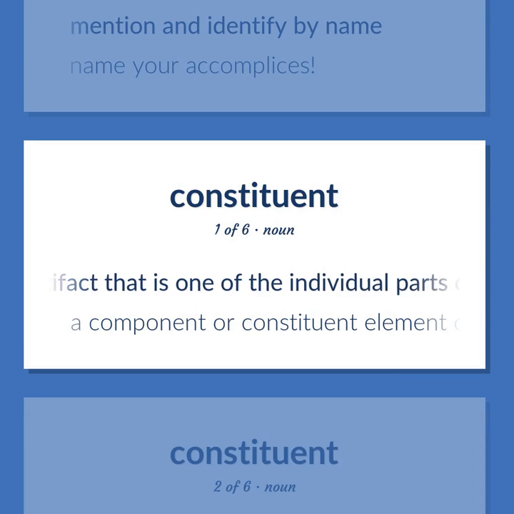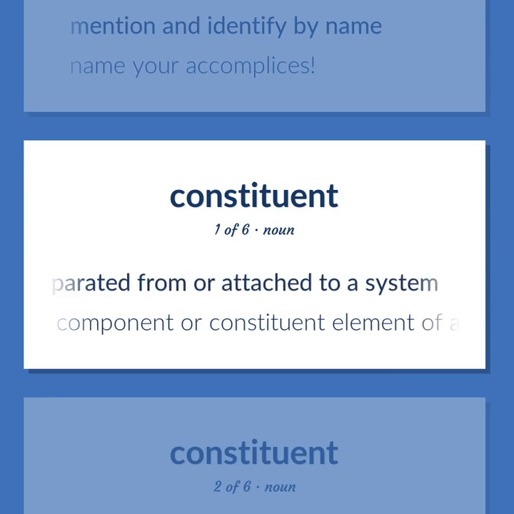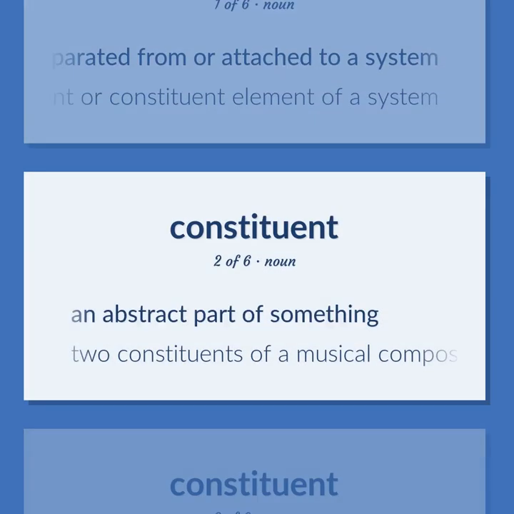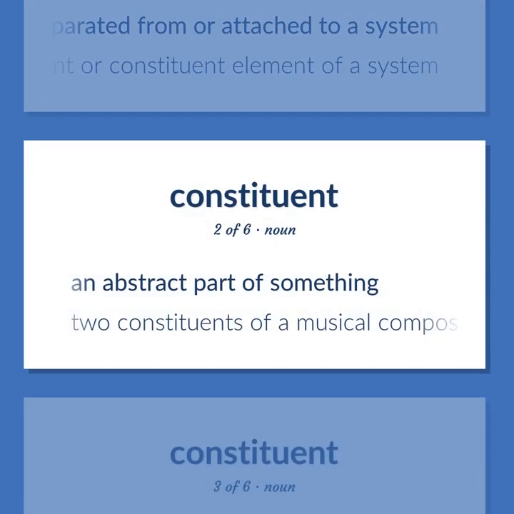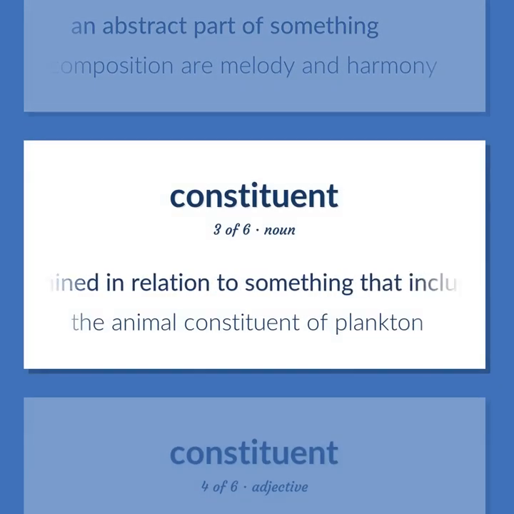An artifact that is one of the individual parts of which a composite entity is made up, especially a part that can be separated from or attached to a system. A component or constituent element of a system. An abstract part of something. Two constituents of a musical composition are melody and harmony. Something determined in relation to something that includes it. The animal constituent of plankton.